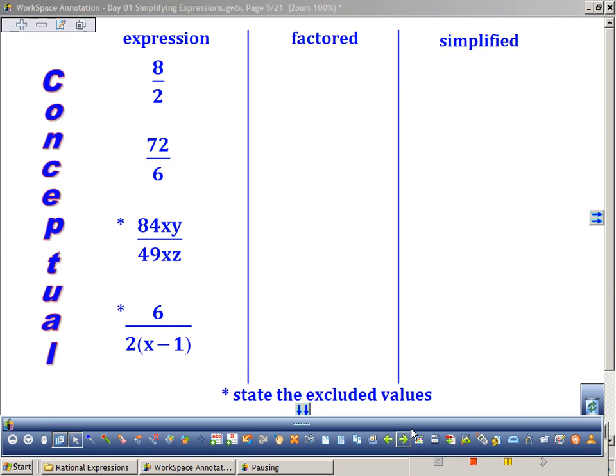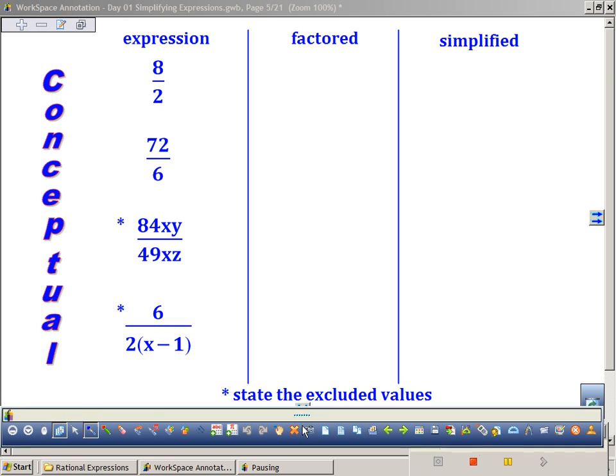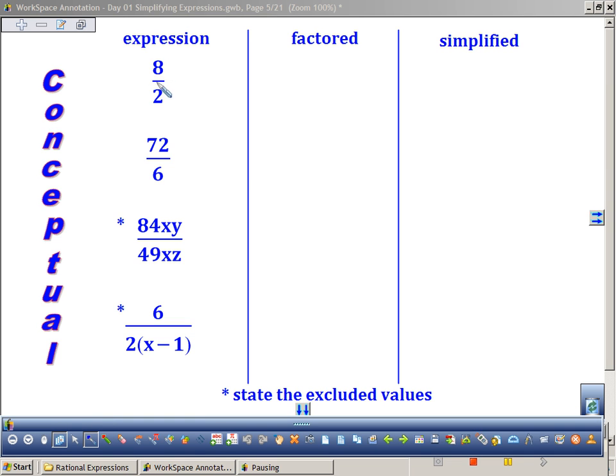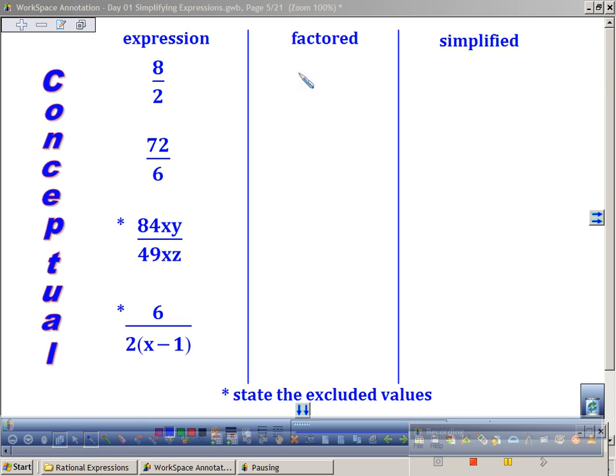Okay. Nice job. Okay, so let's do a little bit of factoring conceptually. So 8 divided by 2. How would I want to factor that in the most lazy way possible? No, I don't want you to simplify it.